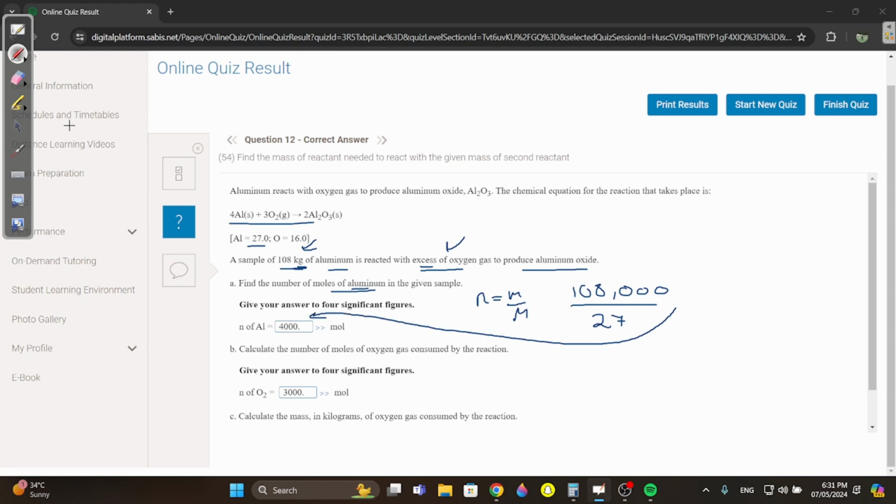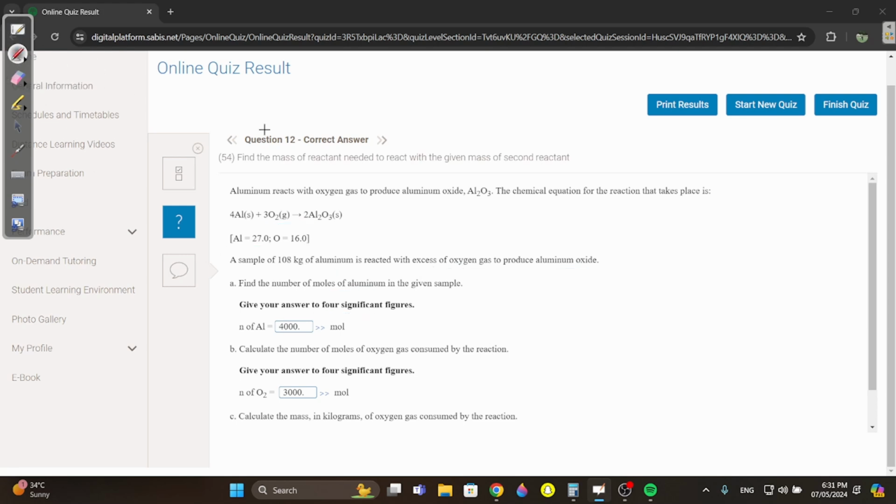Then they say calculate the number of moles of oxygen. Very easy, right? We have the aluminium. How can we find the oxygen? Just from the reaction: 4Al plus 3O2 to produce 2Al2O3. So in my reaction, I have 4 aluminium, and we can use RR and GR, if you know what that is.